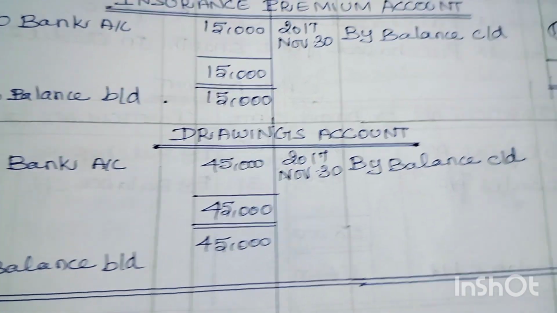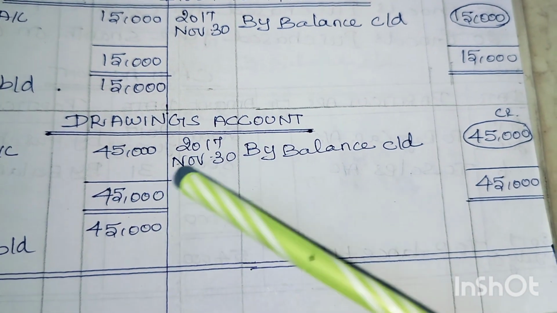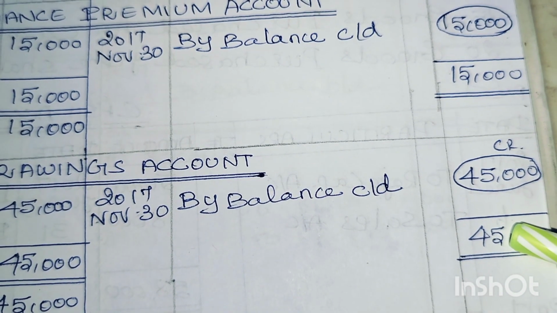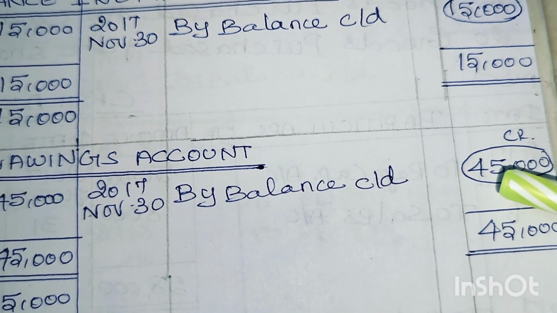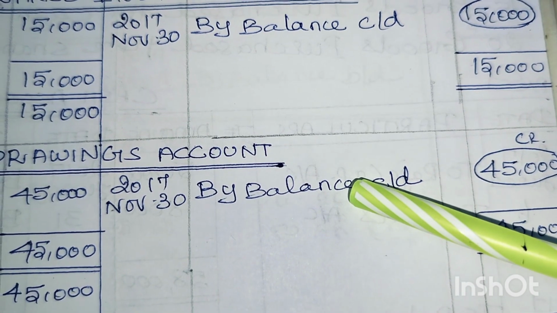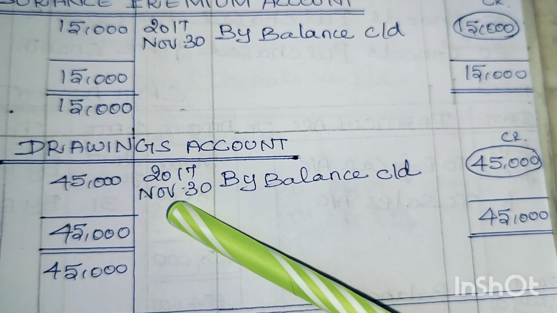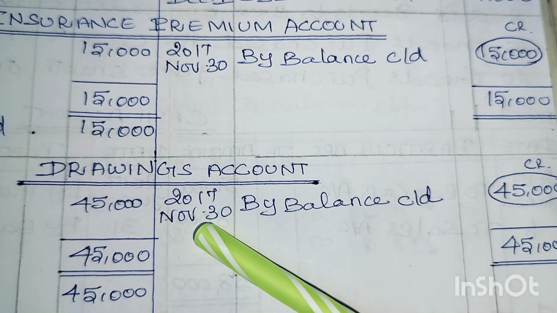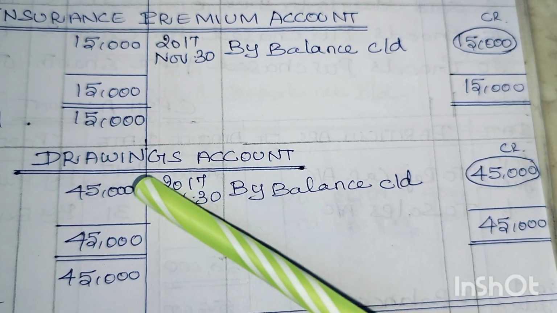How do we close? We total the bigger value on both sides. So we put 45,000 as the total on both sides. Then find which side has the lesser value. Credit side has the lesser value. How much rupees? 45,000 rupees. The difference we enter on the credit side. Then balance carried down is to be entered against the difference, and in the date column we enter the last day of the accounting period. November 30 is the last day of the accounting period. This is the closing balance of the drawing account.